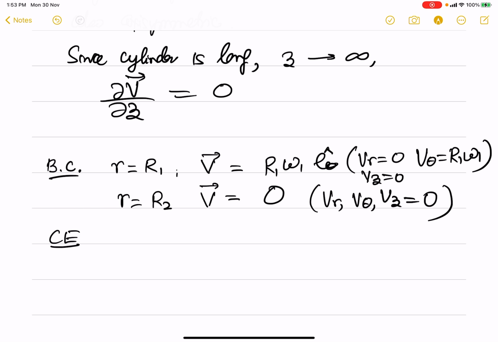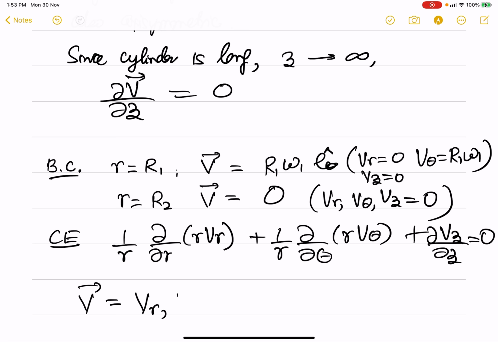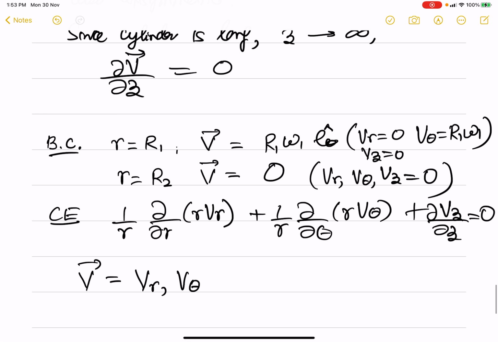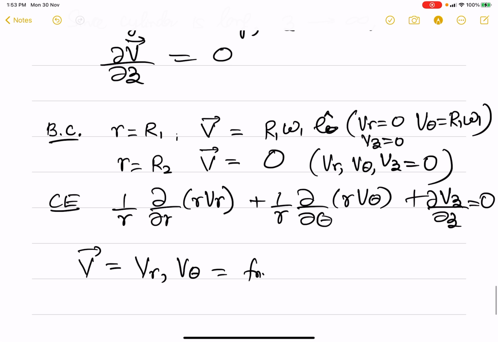Now we start solving the problem after reducing the boundary condition. First we go to the continuity equation. Continuity equation tells us 1 over r d by dr of r Vr plus 1 over r d by d theta of r V theta plus partial Vz by partial z is equal to 0. Now we have written the continuity equation, but if we now try to look at the velocity components which we have, Vz is 0, so we have Vr and V theta. These are the two velocity components which as of now are not 0. And they are functions of which variables? So these are functions of r.